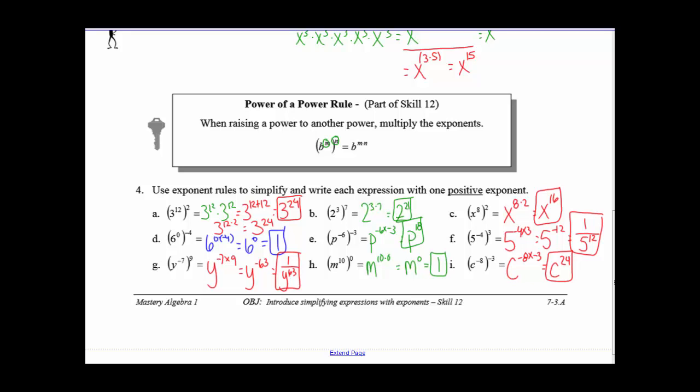So if we check back and check our answers for B, we just multiply the exponents. So 3 times 7 will get us an exponent of 21. So we'll have 2 to the 21st power.